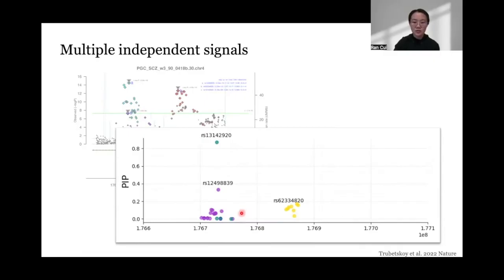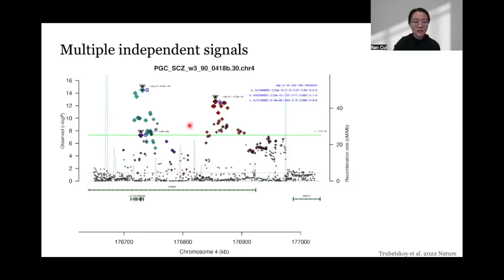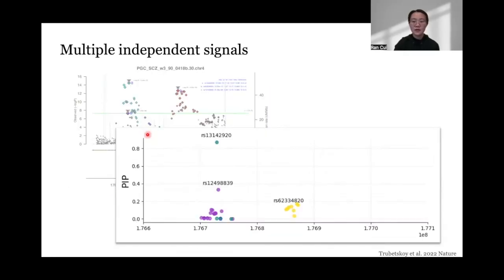What's interesting to note is that this highest PIP variant, this rs131 variant, is actually this variant C down here. And it's not one of the highest significant variants in this region. And the reason that this SNP got a high PIP is not because it is somehow more causal than the rest of them. The reason is mostly because the SNP has fewer LD friends. Therefore, there's less competition for PIPs.